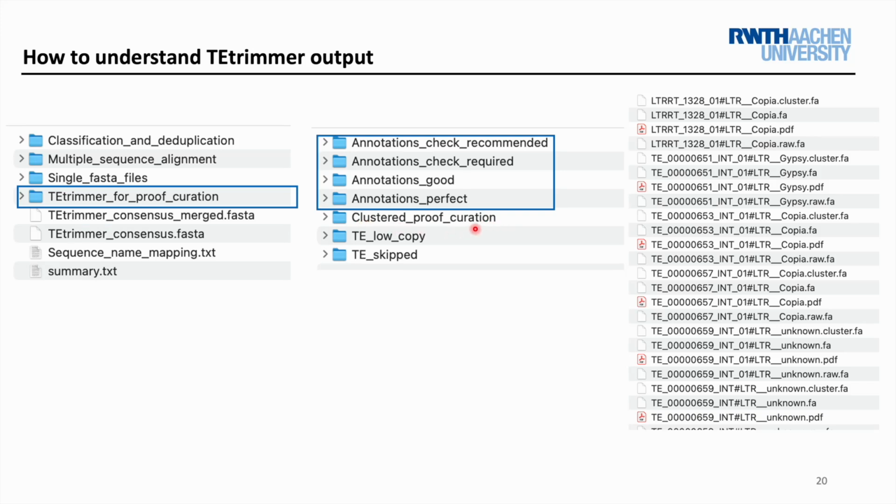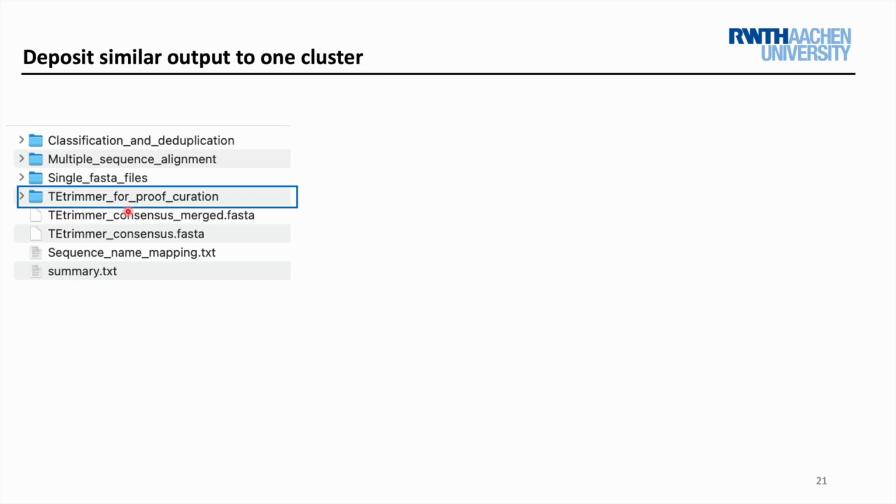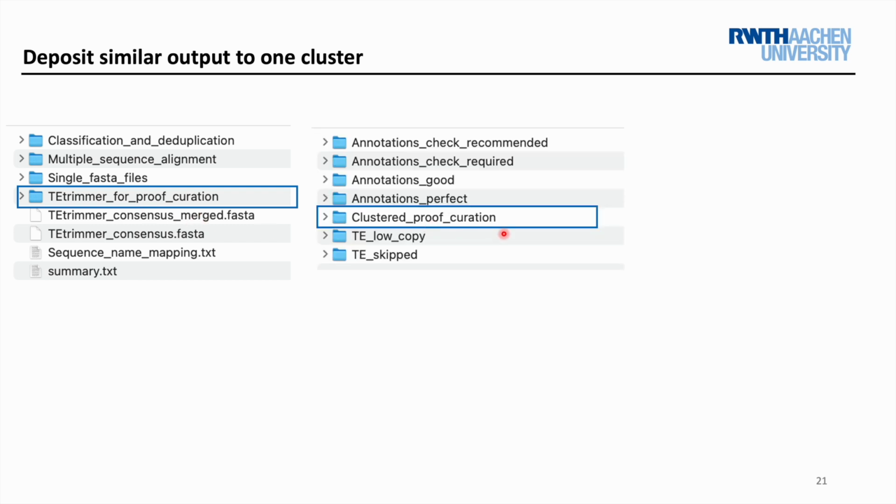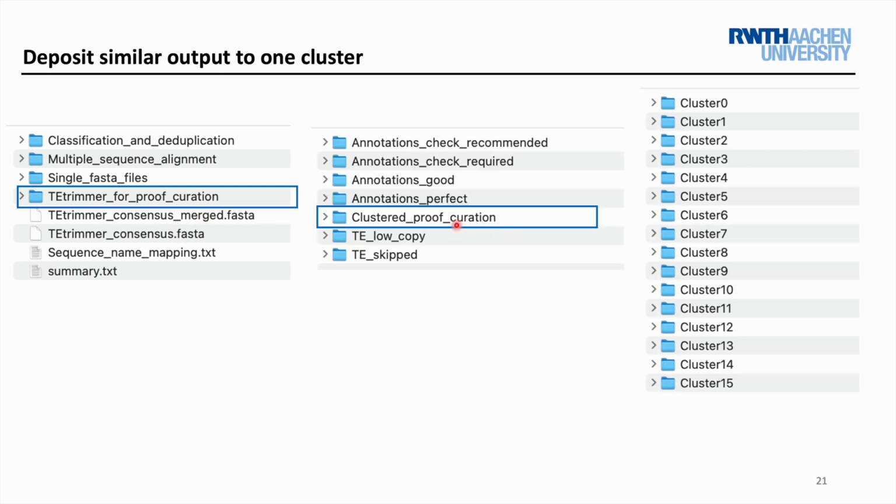There are many subfolders inside, which I will show you later. All the files that exist in perfect, good, need check or check recommended can each be found in this clustered proof curation folder, but this is after putting similar sequences together. Then come to this folder, clustered TEtrimmer, then cluster proof curation. When you click this one, it will show you cluster 1, 2, 3, 5, 6, and so on.